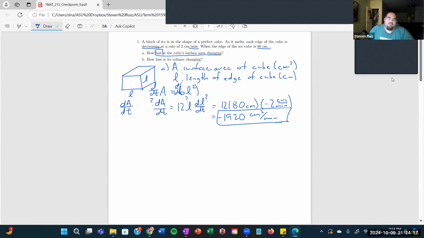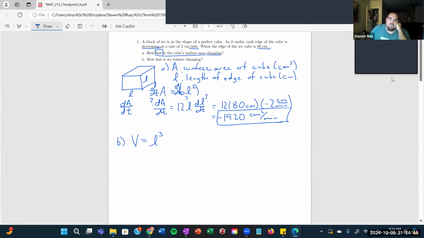So that's how fast our surface area is changing over time. So that's part A. Part B asks us for how fast the volume is changing. So same object, same cube, but now I want to know how fast the volume is changing. My surface area equation is not going to be relevant for this part. What is going to be relevant is a volume equation. So how do I find the volume of a cube? I take the length of any edge and raise it to the power of 3.